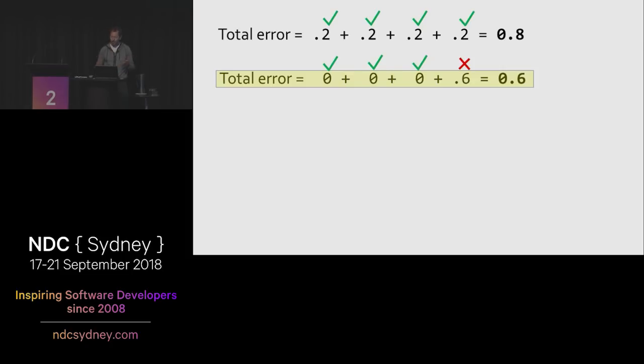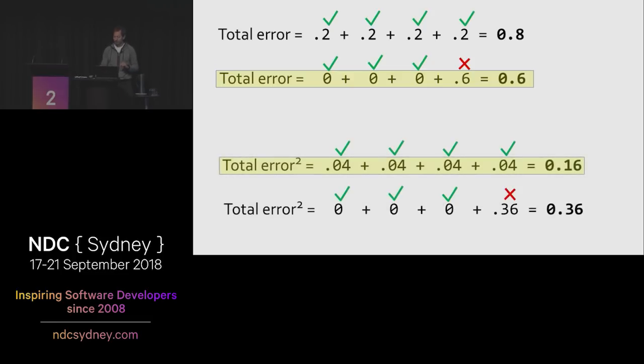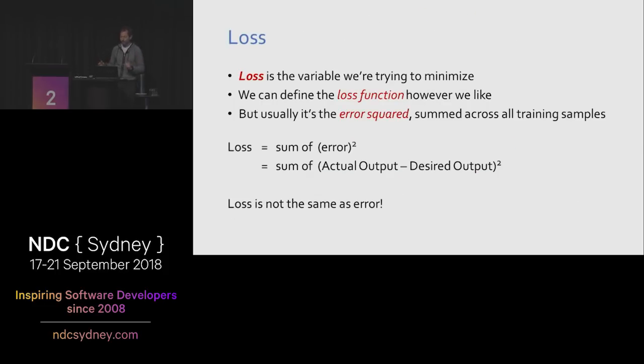Right? So what we need to do is something to punish those big errors like 0.6 more than the small errors like 0.2. And the easiest thing to do is to square the error first. If we square the error before adding them up, then we're going to fix that problem. We're going to punish the big errors more than the small errors. So we're not minimizing the total error. We're minimizing something else, which we call the loss. The loss is the variable we're trying to minimize.